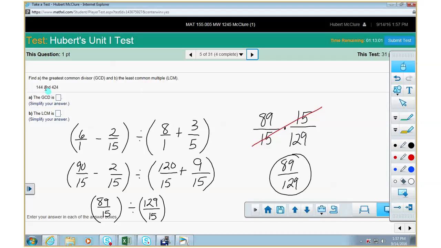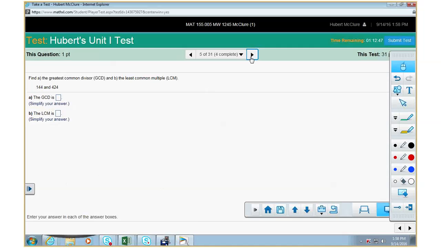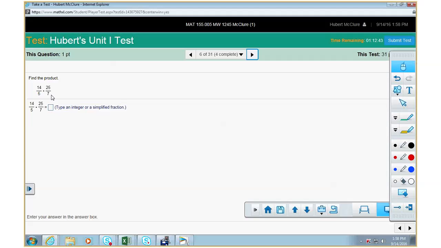All right, I'm going to tell you to write these down so you can work on them. 144 and 424. Find the GCD and the LCM. 144 and 424. Next: 14/5 times 25/7. You can cancel that. That's a canceling. 14/5 times 25/7.